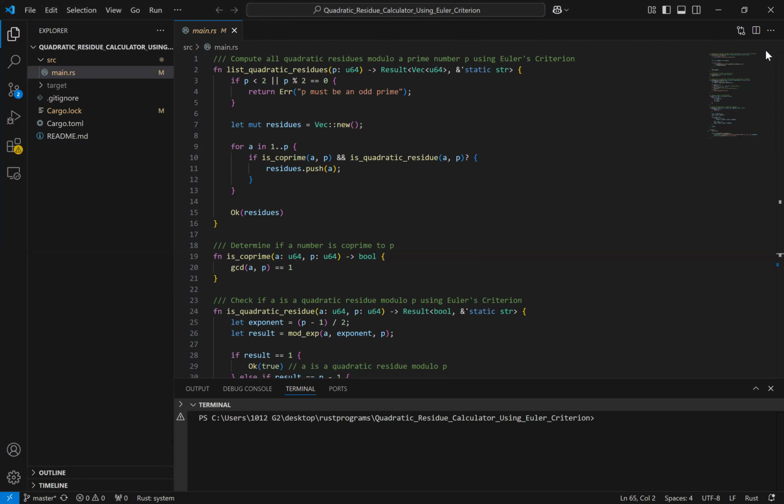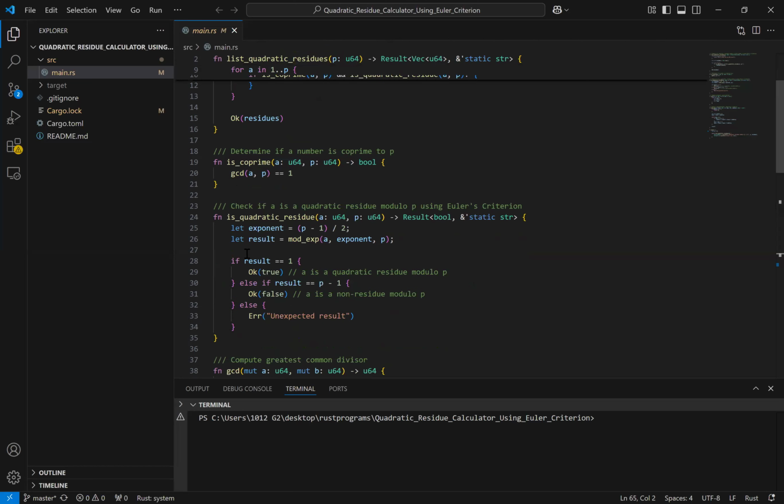So quadratic residue is what I've just showed you, that you take a number and then you raise it to p minus 1 divided by 2 mod p. If the result is 1, then that number has a square root. And if the result is not 1, if it's -1, then it means it has no square root. That is what I've just written here.